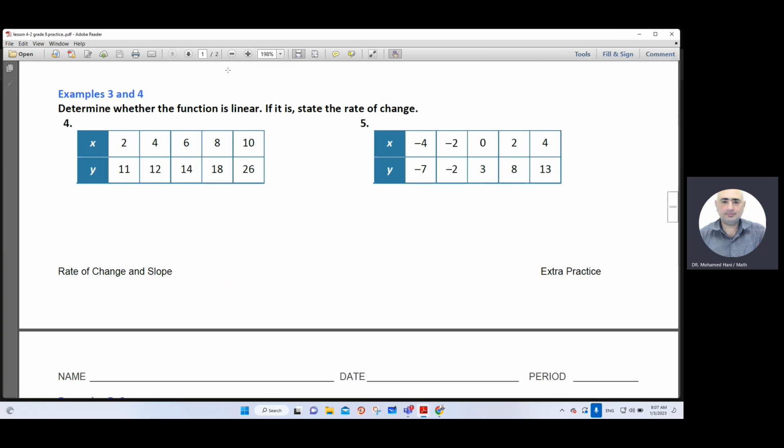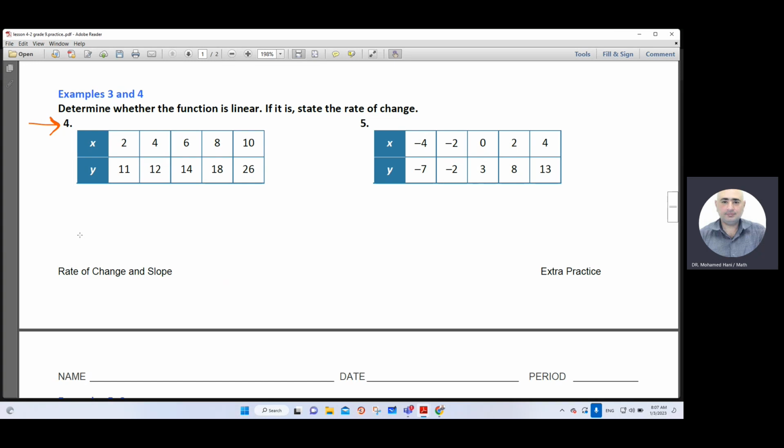The question said, determine whether the function is linear. If it is, state the rate of change. I want all of you to write this question in your notebook and try to know if this function is linear or not linear. Start, please. Number 4. Who can remind us how to know if the function is linear in this case?